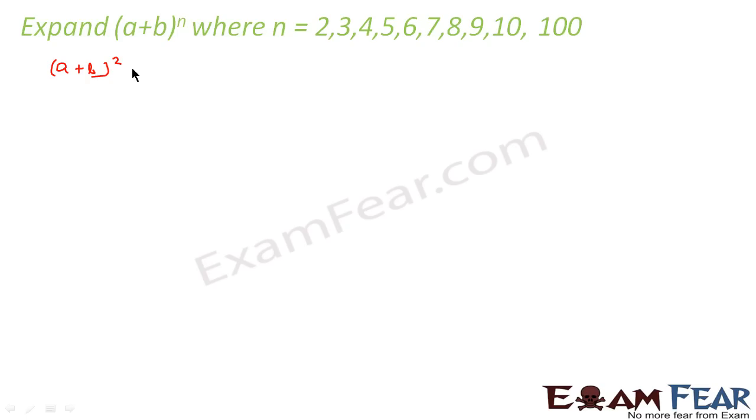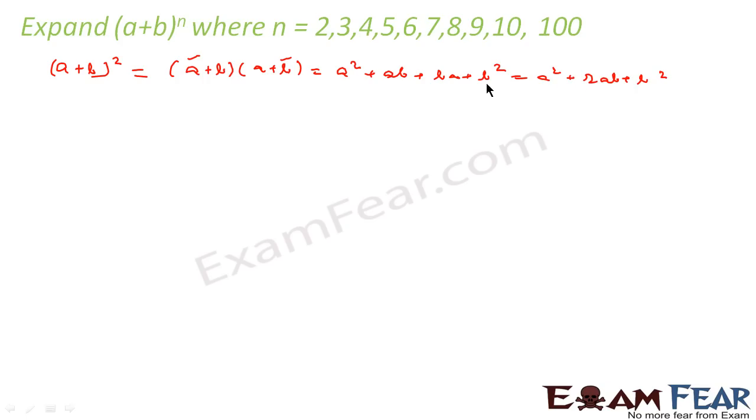if you want to expand (a plus b) square, what we will do is say (a plus b) into (a plus b), and this is equal to a into a is a square, a into b is ab, b into a is ba, and the left is b into b is b square. So what we got is a square plus ab plus ba plus b square. We can also say a square plus 2ab plus b square.